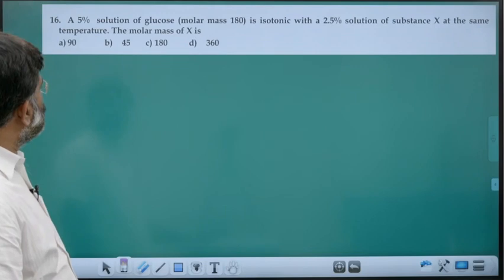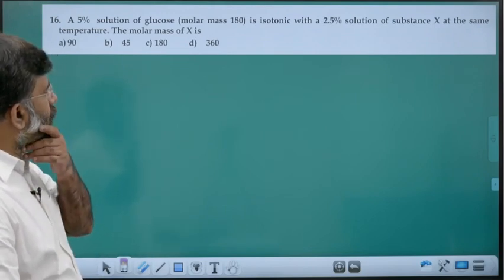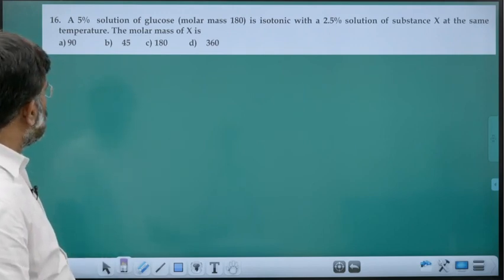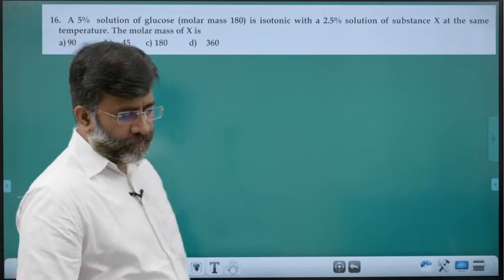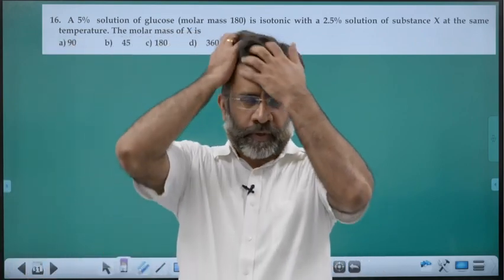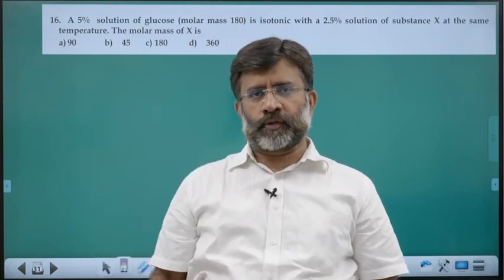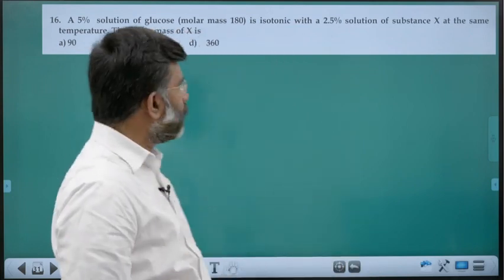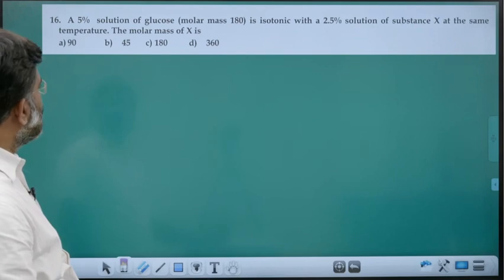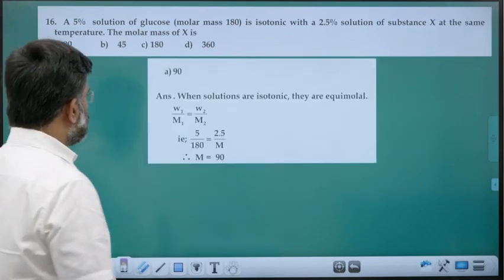A 5% solution of glucose, molar mass 180, is isotonic with a 2.5% solution of substance X at the same temperature. Molar mass of X is? See, isotonic means the same osmotic pressure. Two solutions having same osmotic pressure, that is called an isotonic solution. Here we have a solution of glucose and the substance X. What is the molar mass?